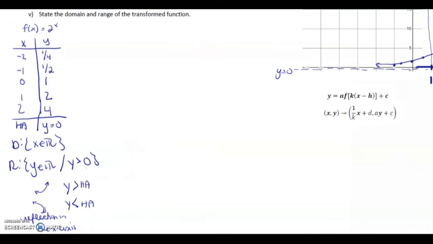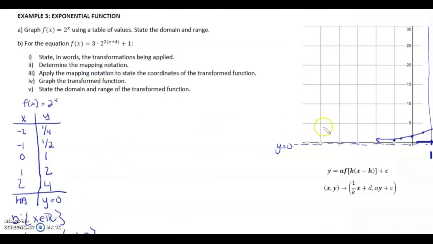Now, let's take a look at the transformed function. So we have f of x, I'm going to rewrite it over here, equals 3 times 2 to the power of 2x plus 4, and then plus 1. So remember, our function is 2 to the x, and 2 to the x is already taken into account in this chart. And since it's 2 to the x, this 2 is not a transformation. That is our base graph.